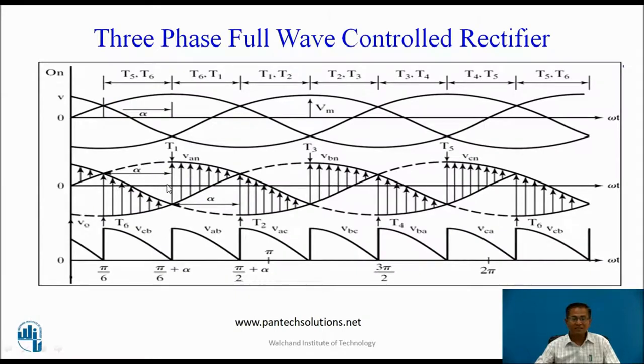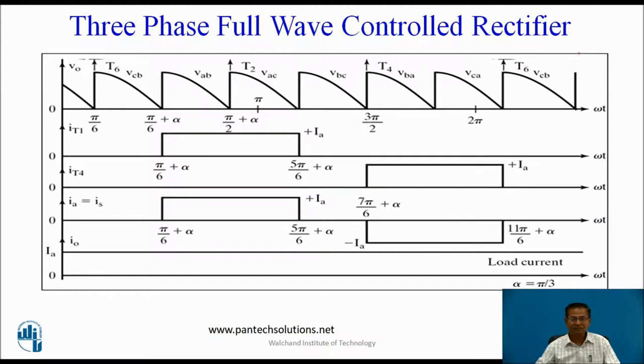T6 and T1 continuously conduct up to pi by 2 plus alpha. At pi by 2 plus alpha, the pulse is applied to T2. As an effect of this, T6 turns off because of line commutation. Once T6 turns off, T1 and T2 conduct, and when T1 and T2 conduct, VAC appears across the load. In this way, the operation repeats: T1, T2 conduct, and after that T2, T3, then T3, T4, T4, T5, T5, T6 conduct. These are the current waveforms.